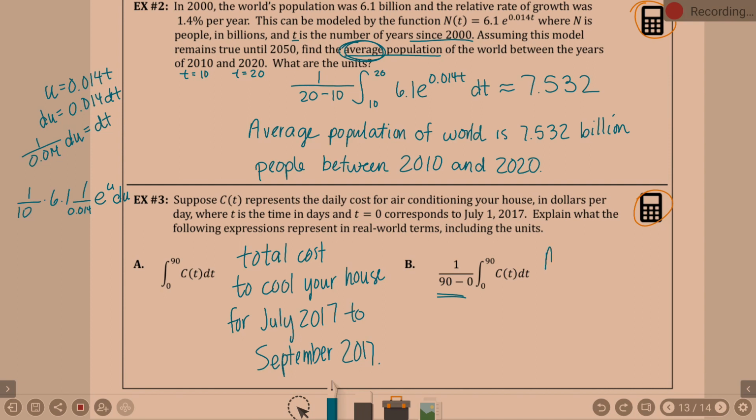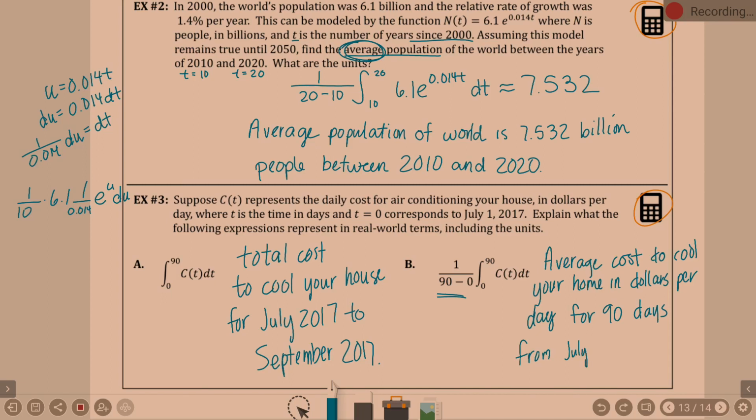Key point: you've got to mention the word average. Average cost to cool your home in dollars per day. For 90 days from July 1st, 2017.